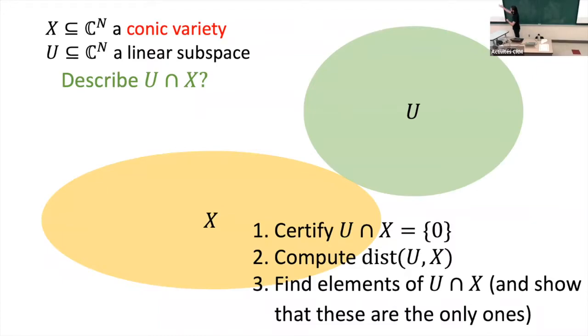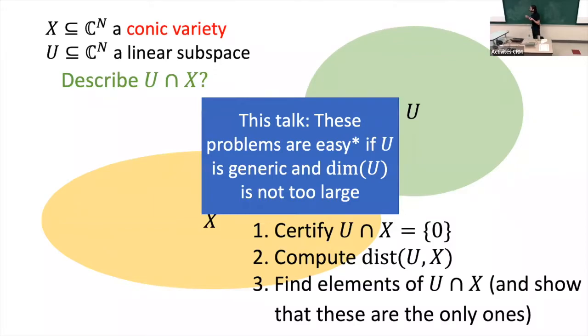We're going to have algorithms for all three of these things. And we can't just deal with any set. We're going to take a conic variety, a variety that forms a cone, like a projective variety, the affine version. I like thinking about affine space. So this talk is basically going to say that at least 2 out of 3 of these problems are easy, provided that U is generic, chosen at random, and the dimension of U is not too big. Numbers 1 and 3 are not going to be too bad.